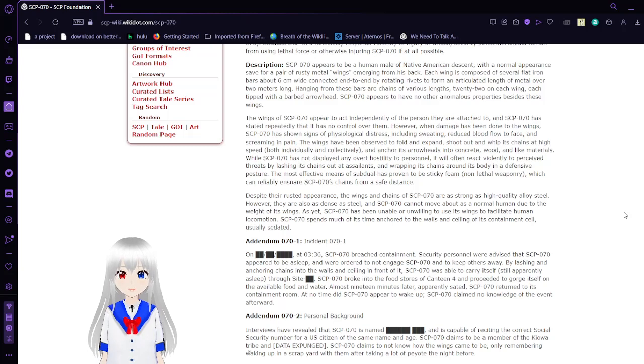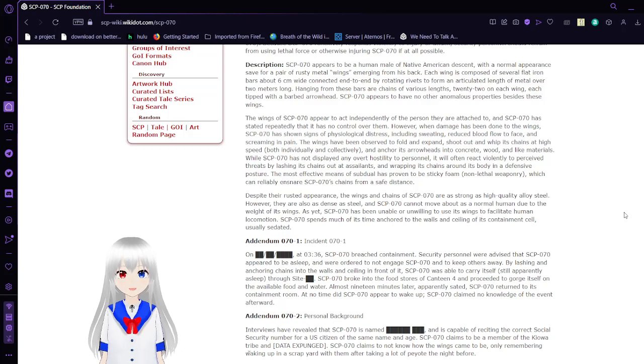The wings of SCP-70 appear to act independently of the person they are attached to, and SCP-70 has said repeatedly that it has no control over them. However, when damage has been done to the wings, SCP-70 has shown signs of physiological distress, including sweating, reduced blood flow to the face, and screaming in pain. The wings have been observed to fold and expand, and to shoot out at high speed, both individually and collectively, and anchor their arrowheads into concrete, wood, and like materials.